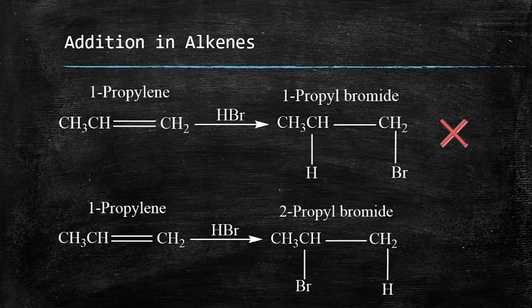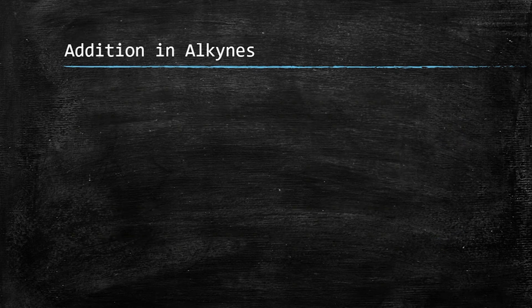When we apply Markovnikov's rule to this equation, it becomes obvious that hydrogen will go to the first carbon, which already has two hydrogens, and bromide will go to the second carbon, which has only one hydrogen. This will result in the formation of isopropyl bromide. Addition in alkynes is a two-step reaction.